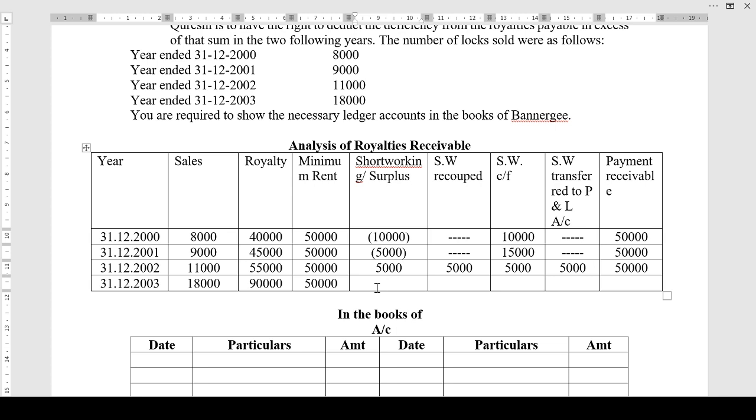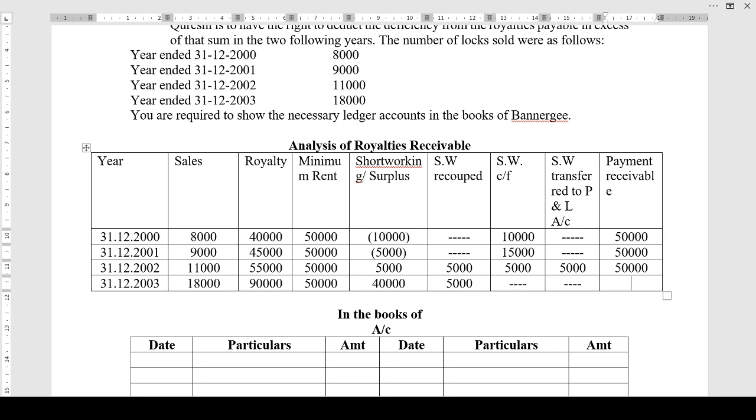Coming to the last year, how much is the surplus? 40. How much do we need to recoup now? Carry forward is only, right now how much we have? Only 5,000. So we are going to recoup only 5, though we have 40,000. Will we have to carry forward anything? No. So there's nothing to be transferred to P&L account this year.